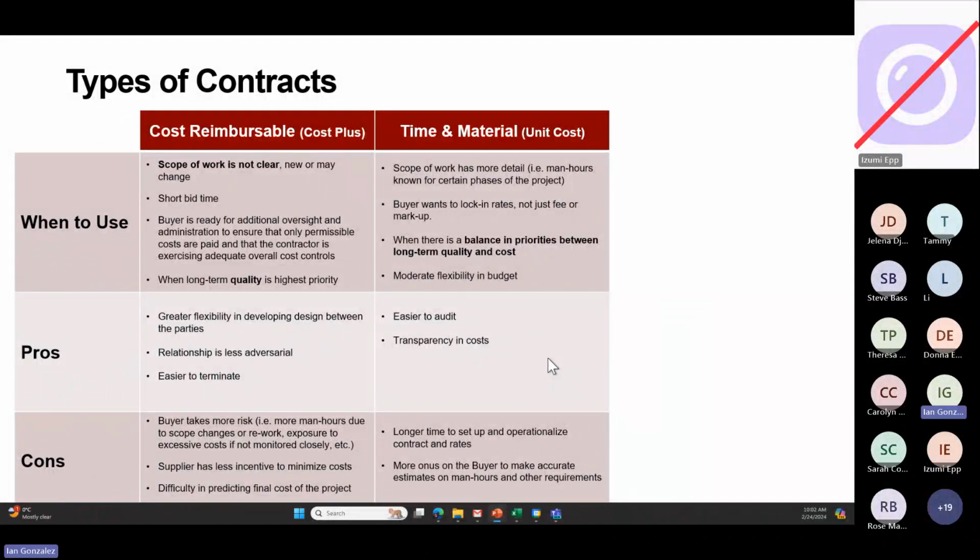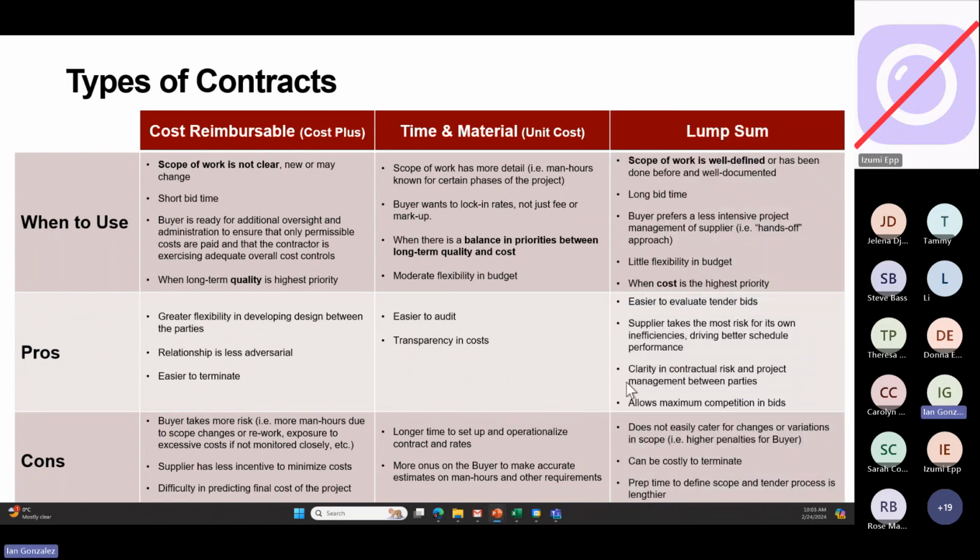The cons of T&M is that it takes a longer time to set it up and operationalize contracts and rates, because maybe your system isn't set up to group tasks into certain jobs with fixed rates, right? So it may be something that you have to do in your software, or literally it takes more time to plan this thing out. Okay, so it's not as easy, it's not as quick as a cost reimbursable. And there's more onus on the buyer to make accurate estimates on man hours and other requirements. So still high risk for the company or the buyer.